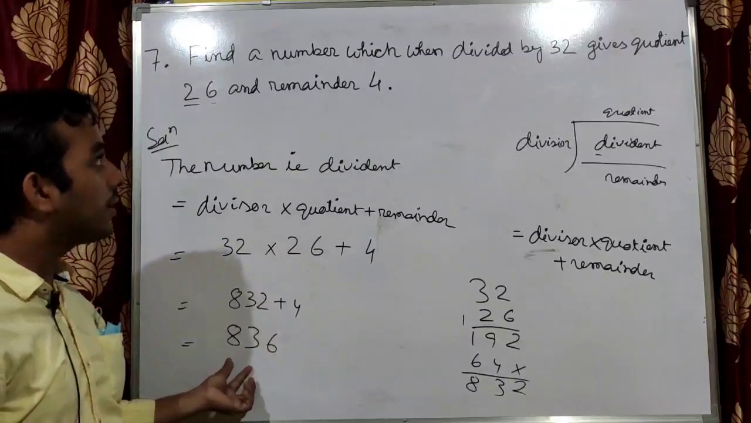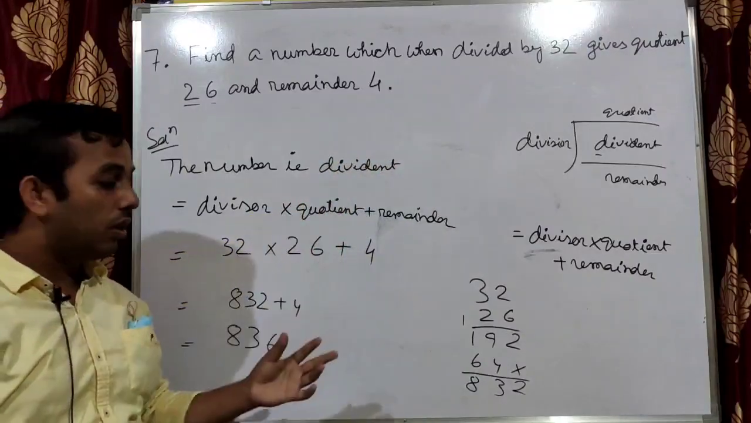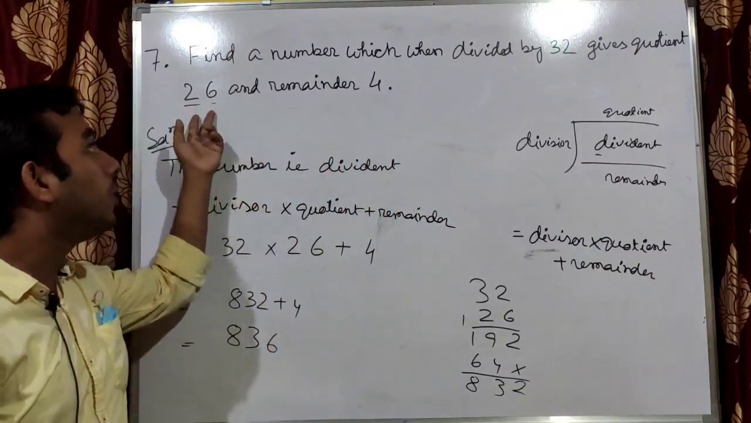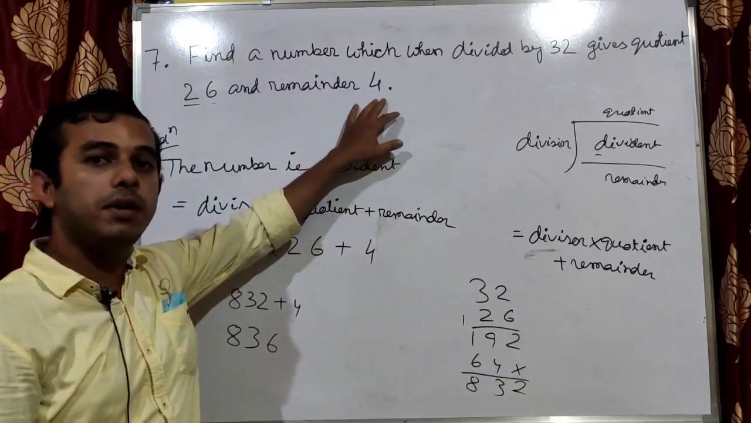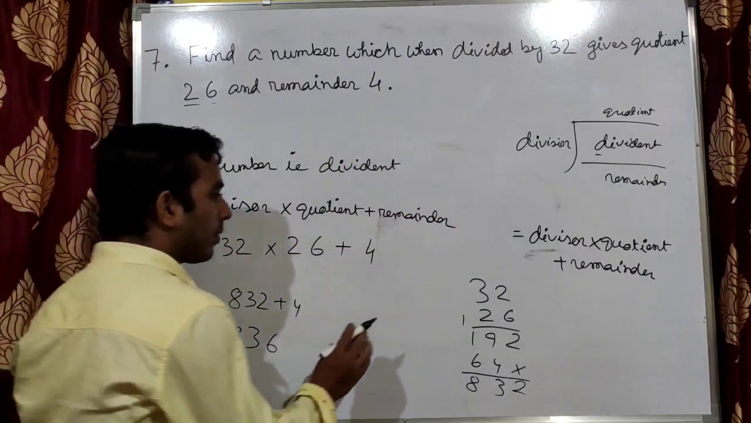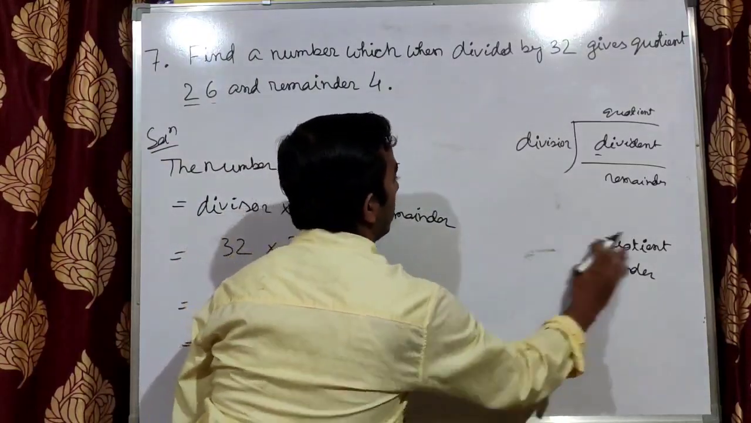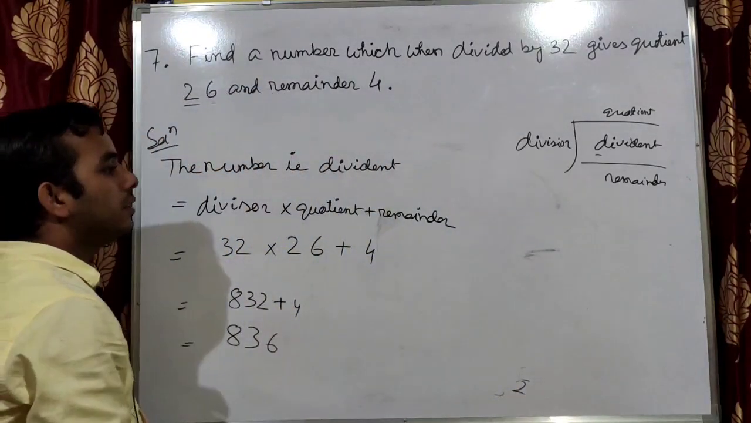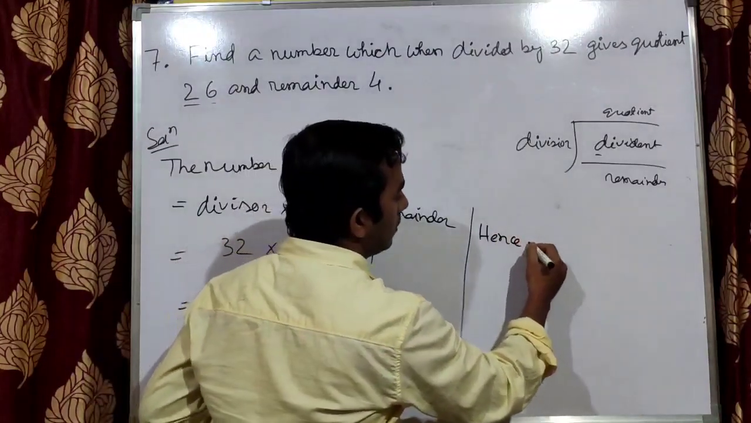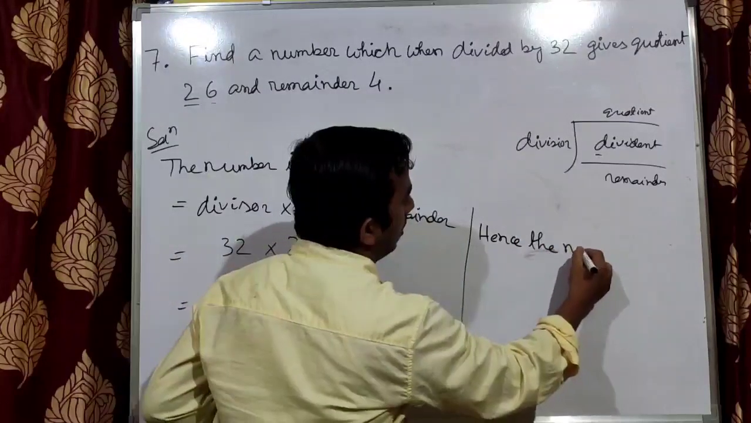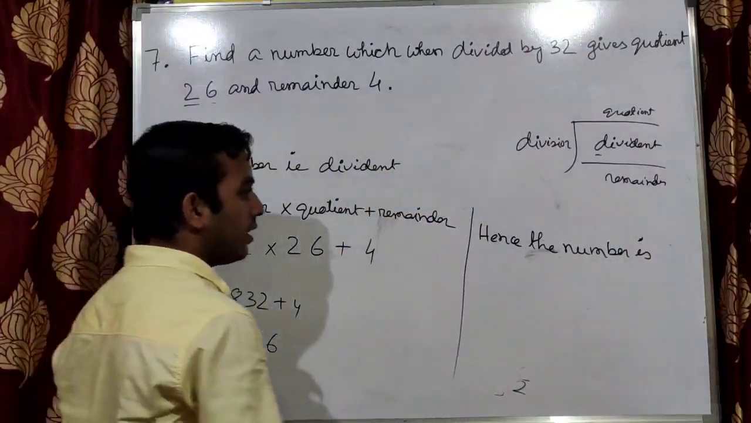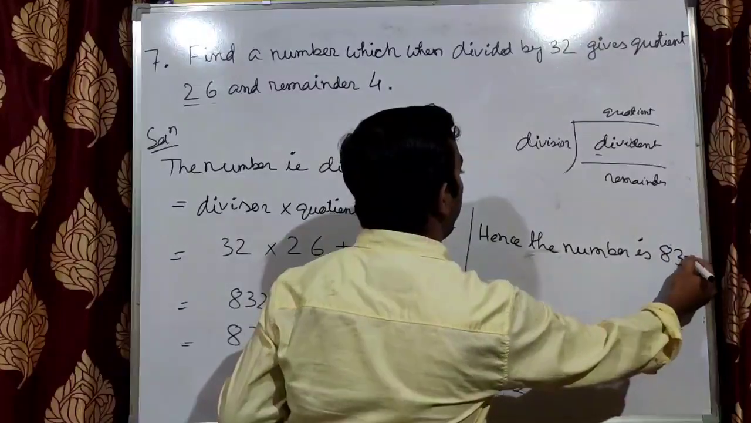Now, if you divide 836 with 32, you will get quotient 26 and also remainder 4. Clear? So we will write our conclusion line. Hence, the number is 836. Clear?